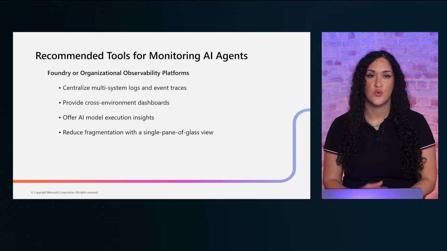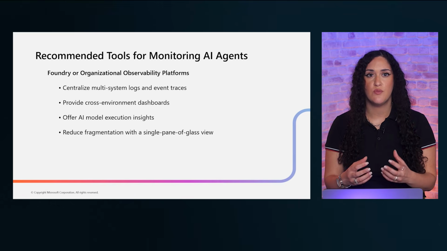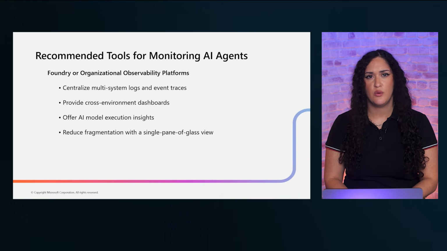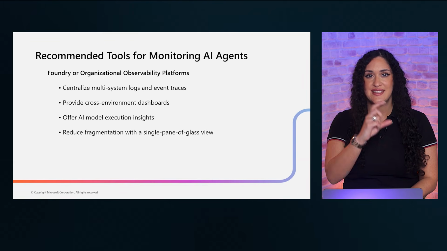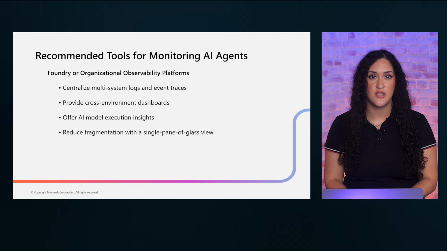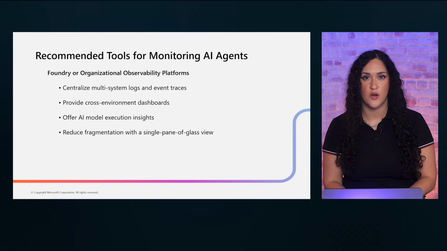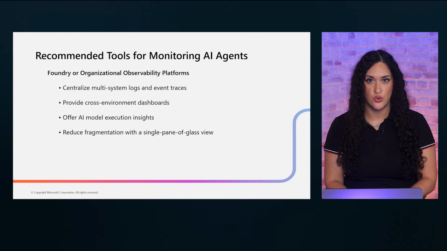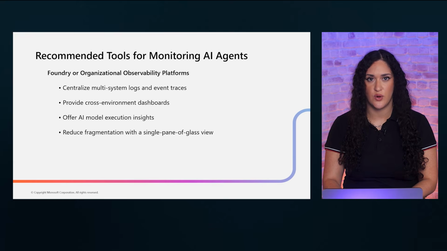The real value is reducing fragmentation. Without centralization, you end up with monitoring data scattered across 10 different tools. Nobody has the full picture. A single pane of glass view means faster diagnosis, better trend analysis, and more confident decision making. If your organization runs multiple agents across different platforms, advocating for a centralized observability solution should be high on your priority list.